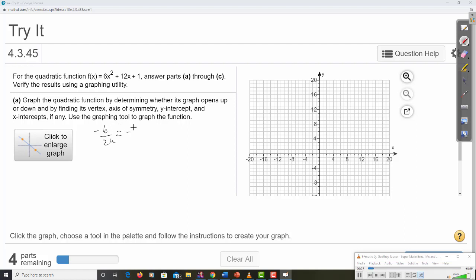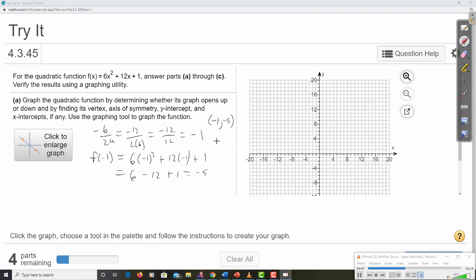So let's see, this is going to be negative 12 over 2 times 6. So that's negative 12 over 12, or negative 1. So that's the x-coordinate of the vertex. The y-coordinate, f of negative 1, equals, let's see, 6 times negative 1 squared plus 12 times negative 1 plus 1. That is 6 minus 12 plus 1. That is negative 5. So the vertex is (-1, -5).